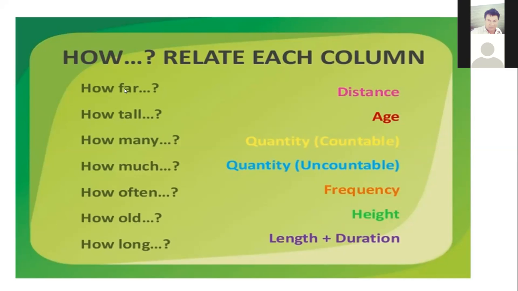Remember that you have been working with how far, how tall, how many, how much, how often, how old, how long. Remember that we use how long to ask or to talk about length and duration, how old to talk about age, how often to ask about frequency, how much to ask about quantity when there's an uncountable noun, how many to ask about quantity when there is a countable noun, you can count 1, 2, 3, 4, 5, and so on per unit. You use how tall to ask about height, and we use how far to talk about or to ask about distance, okay?